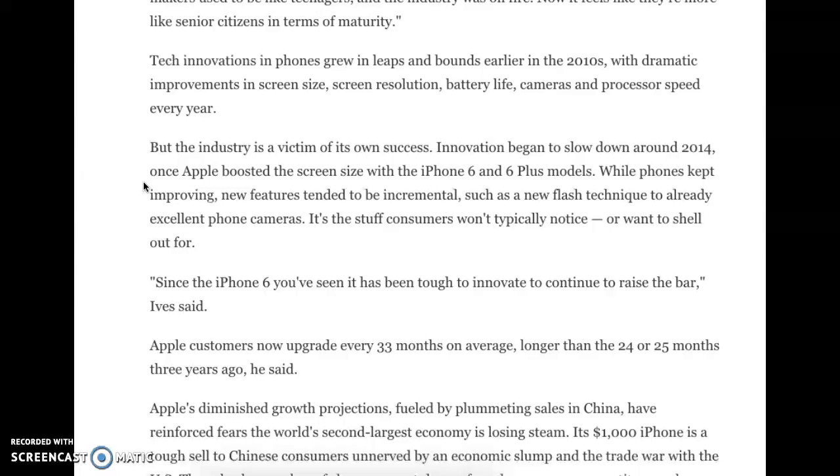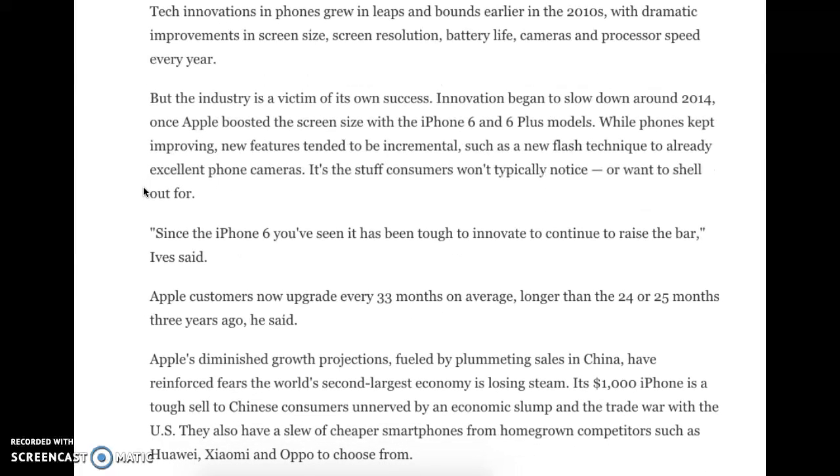Tech innovations in phones grew in leaps and bounds earlier in the 2010s, with dramatic improvements in screen size, screen resolution, battery life, cameras, and processor speed every year. But the industry is a victim of its own success. Innovation began to slow down around 2014 once Apple boosted the screen size with the iPhone 6 and 6 Plus models. While phones kept improving, new features tended to be incremental, such as the new flash technique to already excellent phone cameras. It's the stuff consumers won't typically notice, or want to shell out for.